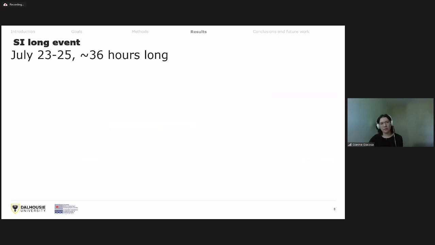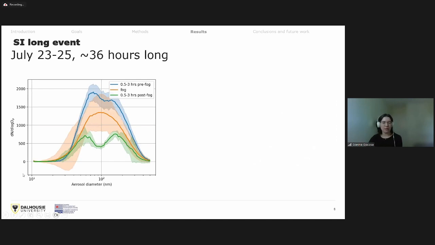If we look at an event in Sable Island, this event lasted for 36 hours. So again, we have the aerosol distribution here. And the same, we can observe that aerosol concentration decreased from pre-fog conditions to post-fog conditions. And one difference in this case is that aerosols before fog are not bimodal. The aerosol distribution in this case is unimodal, particularly on average over the whole event, in comparison to the previous event that was bimodal.